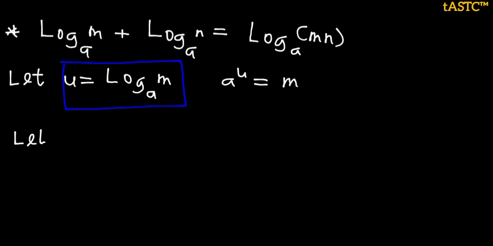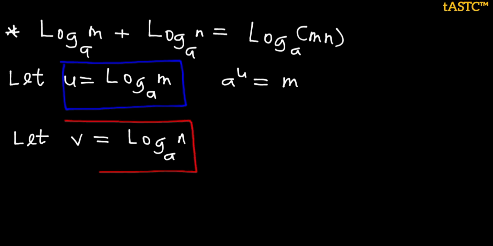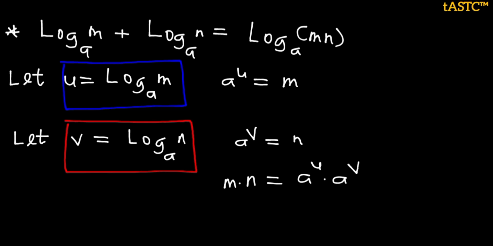Now let us say that v is equal to log to the base a of n. Now I'm going to change this also into an indicial equation. So that is going to be a to the v, and that will be equal to n. Now, obviously from what you see on this side, we actually have m multiplied by n. So I need to take what I know is m and what is n and multiply them together. So that will be a to the power of u multiplied by a to the power of v.